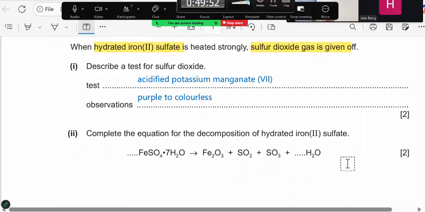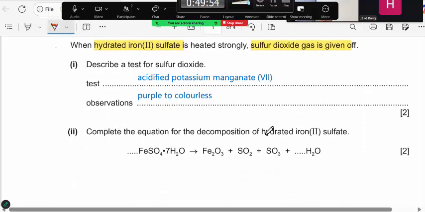Okay, now this one, right? Please remember, when you balance the equation, this one has to be 14. Okay? Because it's 2 times 7. So here 14.